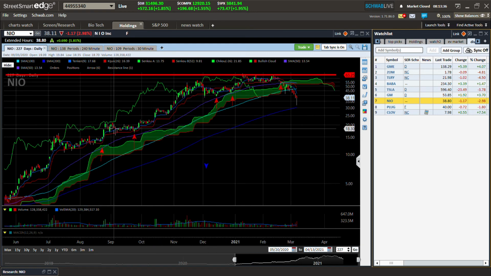Areas where price spent a lot of time can be support. These can be levels of support. I don't really see a lot of support until we get down to about $18 to $20. Okay, we're at $38 now. That's another 45 or so % down. I'm also short that stock.